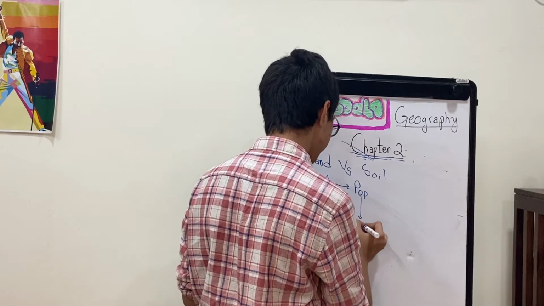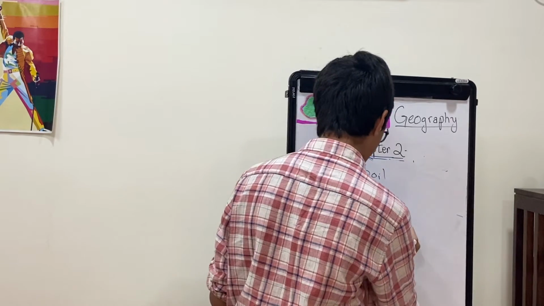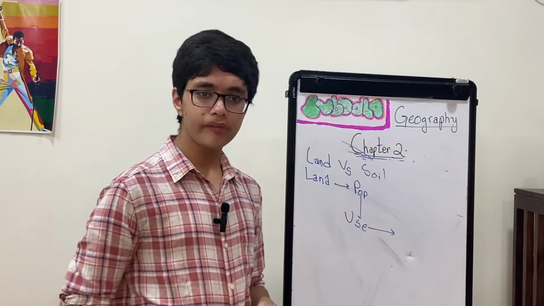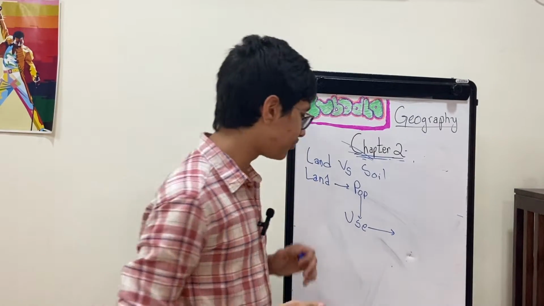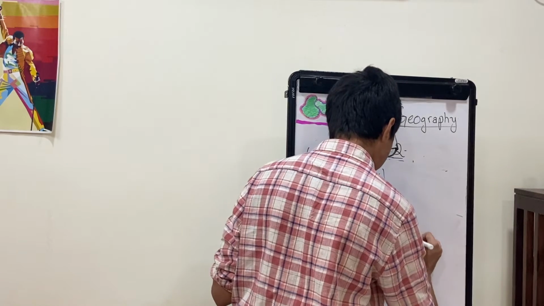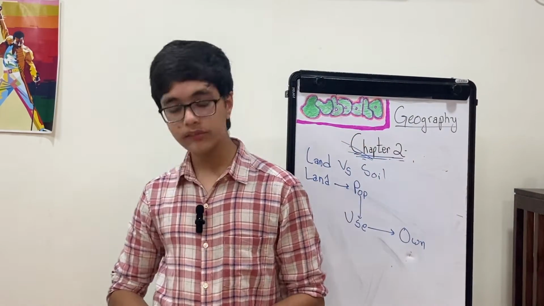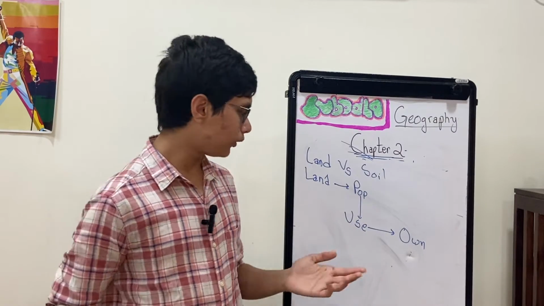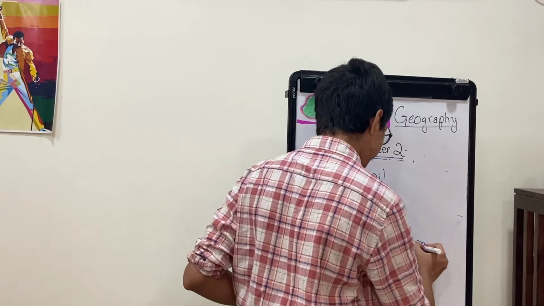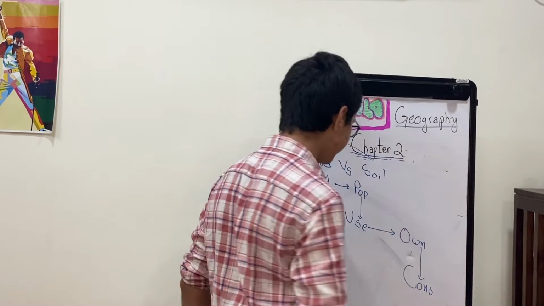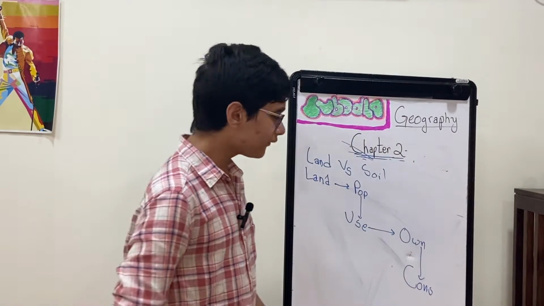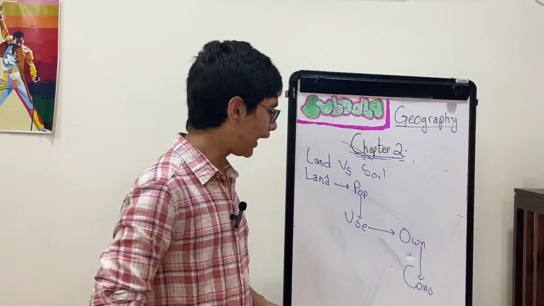After which we looked at what we mean by land use. After land use, we looked at the ownership of land: common use land, or common property as you can call it, and privately owned land. Finally, we looked at conservation. How can we save land? So this is everything that we looked at when we were discussing land.